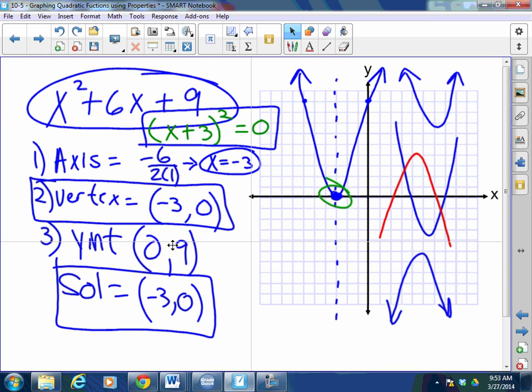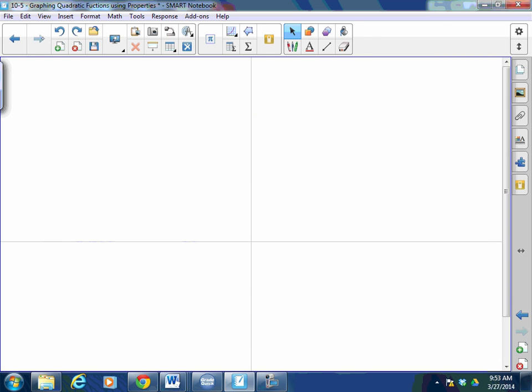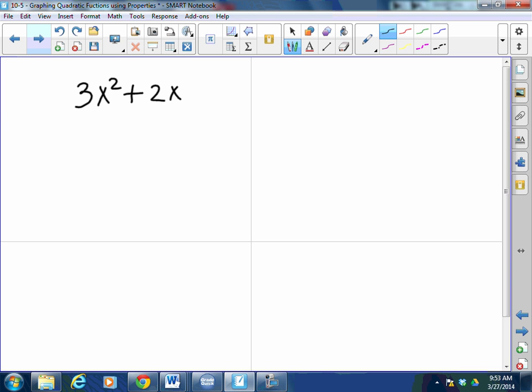Let's do something ugly. I'm just going to make it up. Let's show you what ugly is. 3x squared plus 2x minus 5. Okay, let's check. Actually, that is factorable. But you know what? No, let's do it like this. Come on up. This is good.